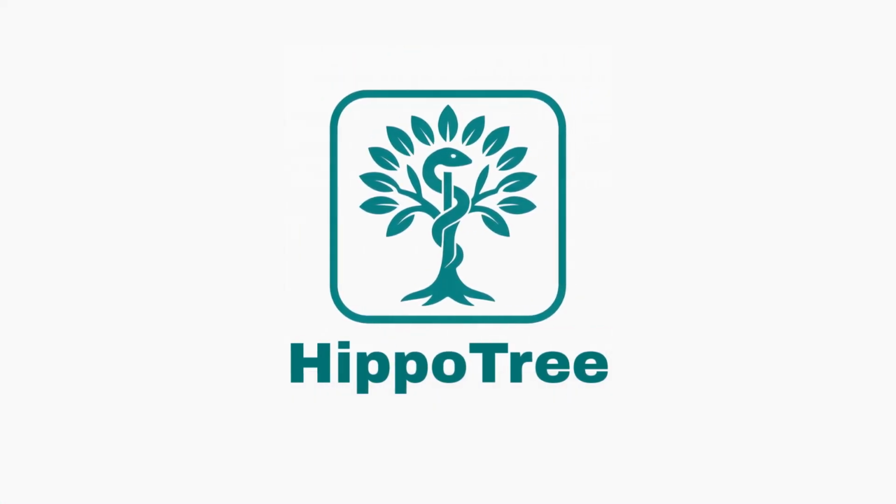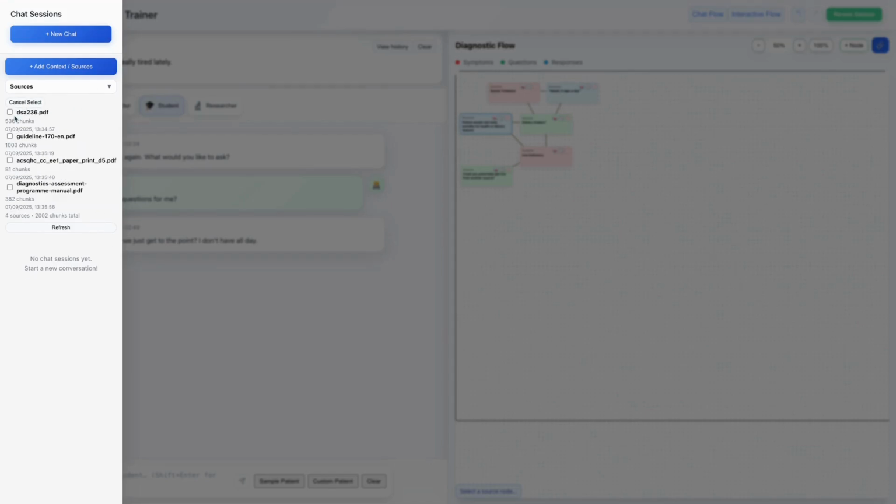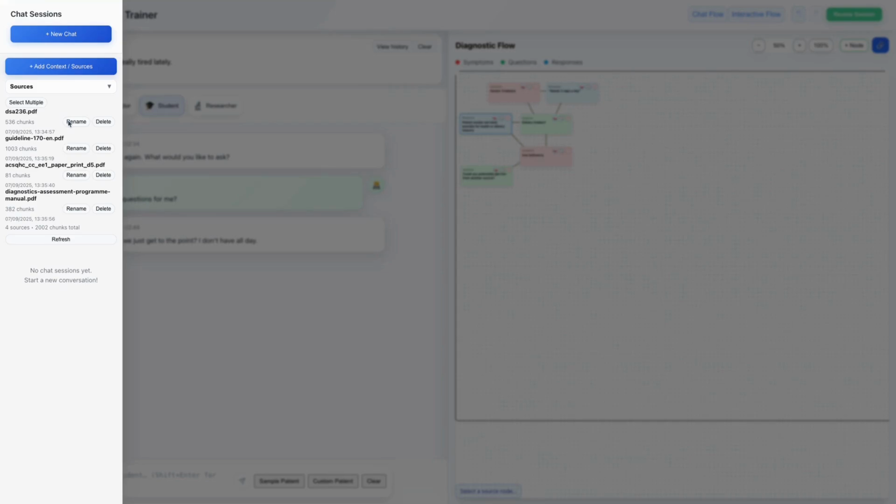Meet HippoTree, a real-time AI patient simulator designed to bridge that gap. HippoTree gives students practical, repeatable, and measurable clinical practice with instant structured feedback. With HippoTree, medical students can finally algorithmically track and visualize their learning.